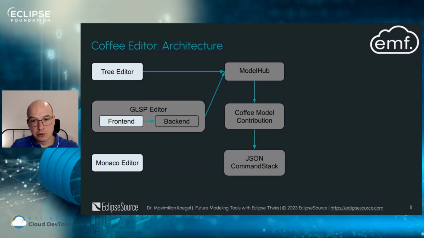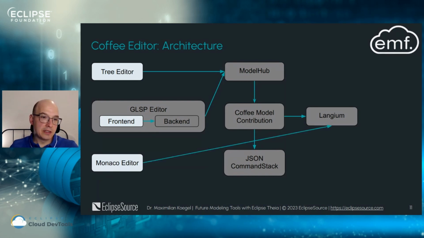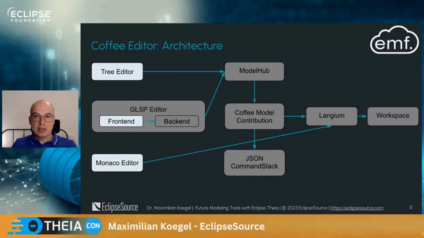The coffee model contribution uses the JSON command stack. So if the tree editor does a change, effectively it ends up on a JSON patch-based command stack. And the coffee model contribution also uses Langium, as we've seen on the previous slide, for persistence. And now finally, this riddle is solved. The Monaco editor, since it talks LSP, can connect directly to Langium and doesn't have to go through the model hub directly. And then in the end, Langium persists the model as this textual DSL into the workspace.